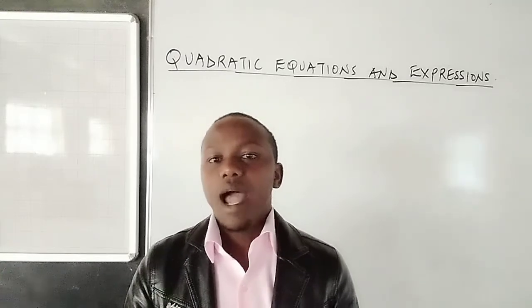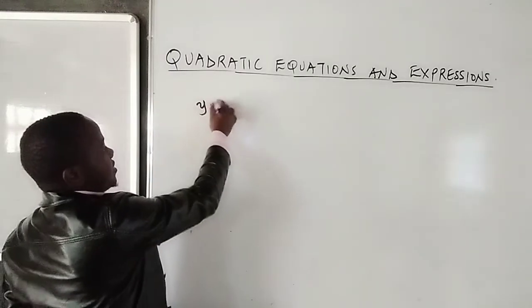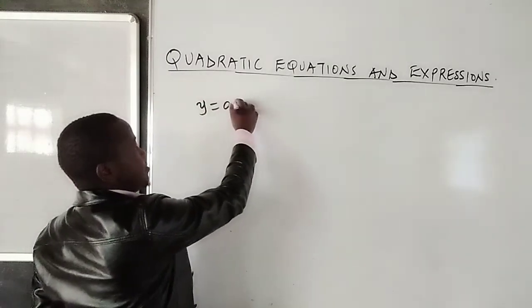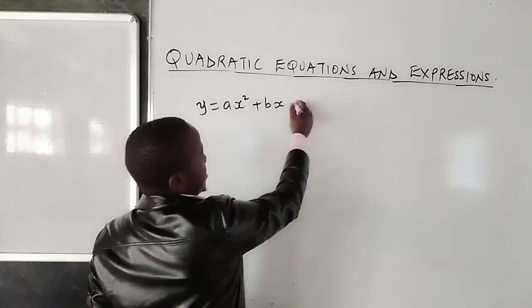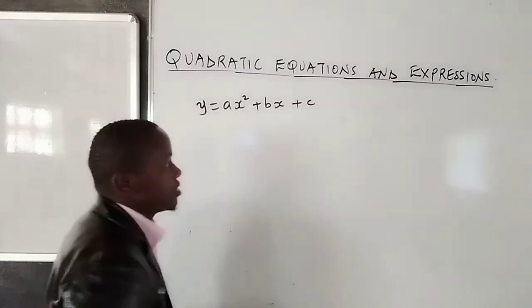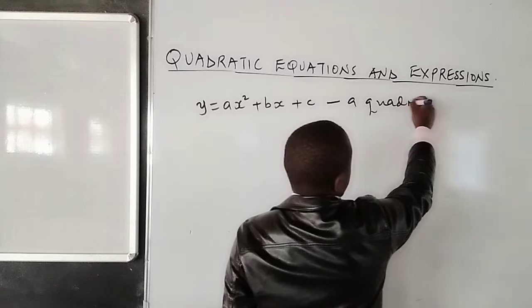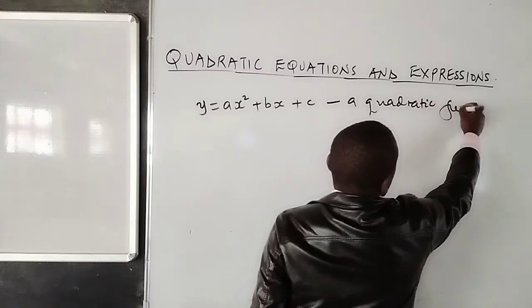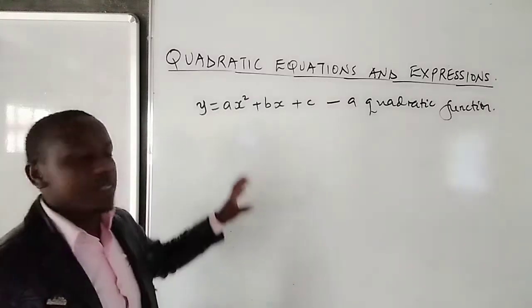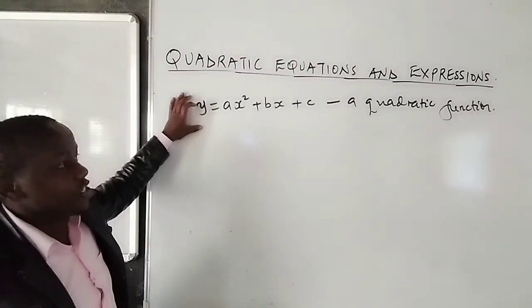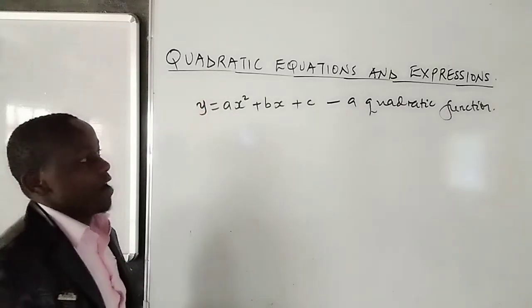Therefore, a function of the form y equals ax squared plus bx plus c is called a quadratic function. A function which is in this form, we call it a quadratic function.